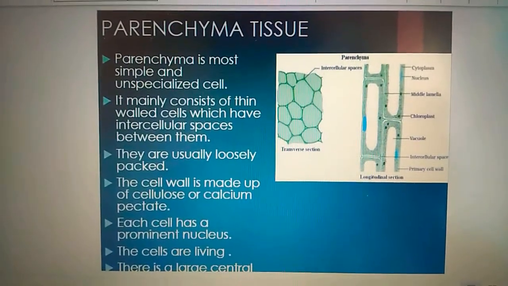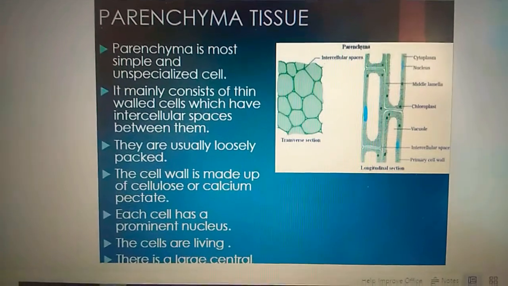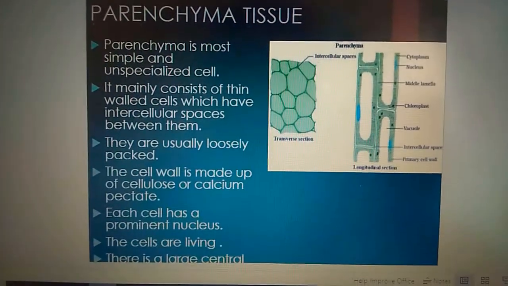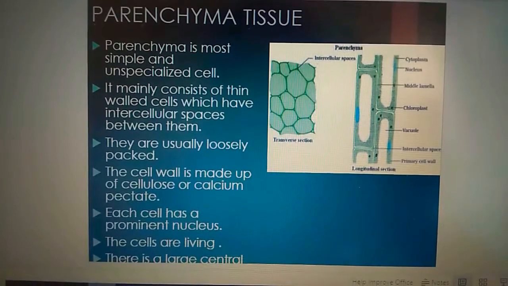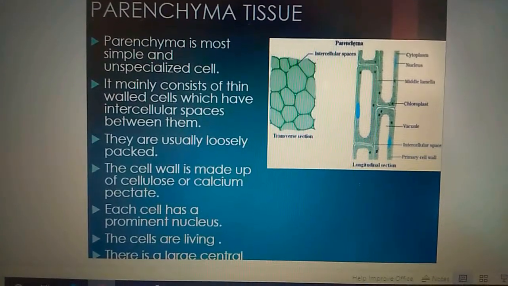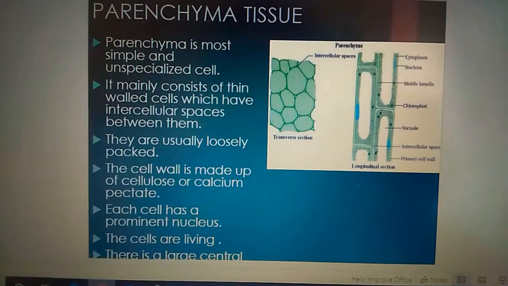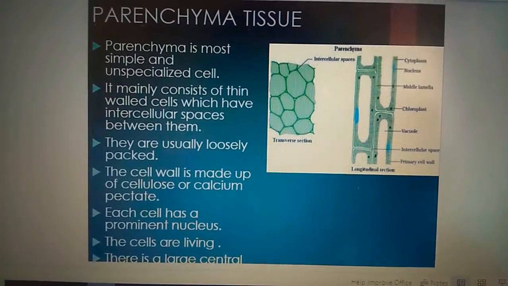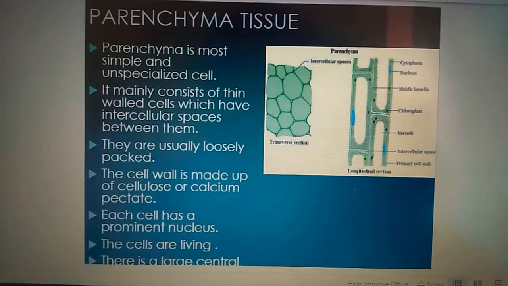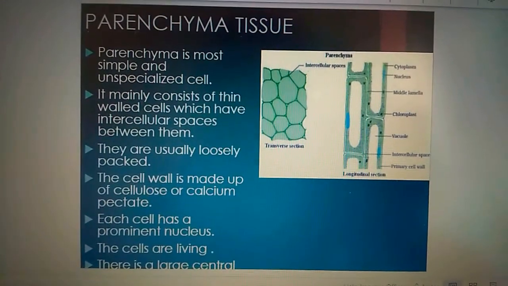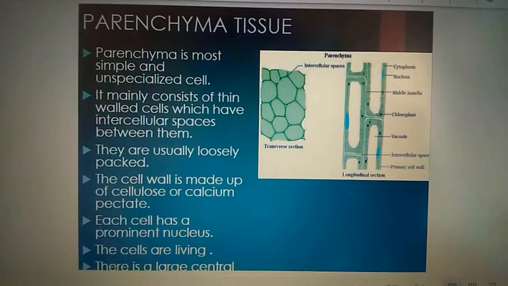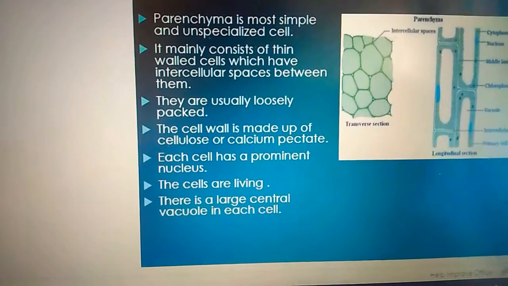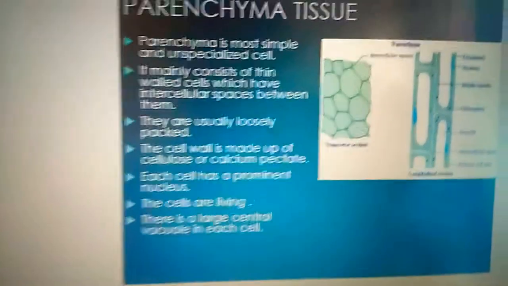First, in parenchyma tissue, parenchyma is the most simple and unspecialized cell. It mainly consists of thin walled cells which have intercellular spaces between them. They are usually loosely packed. The cell wall is made up of cellulose or calcium pectate. Each cell has a prominent nucleus. The cells are living. There is a large central vacuole in each cell.